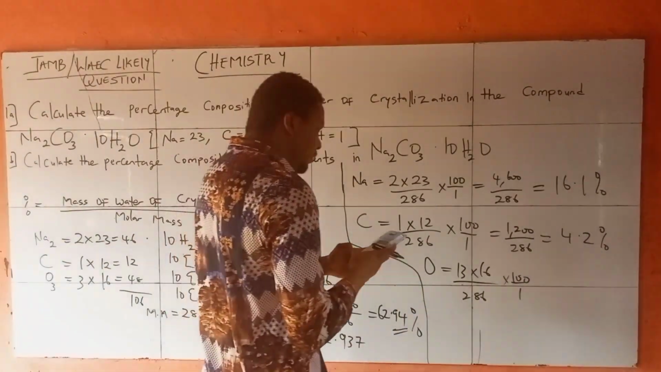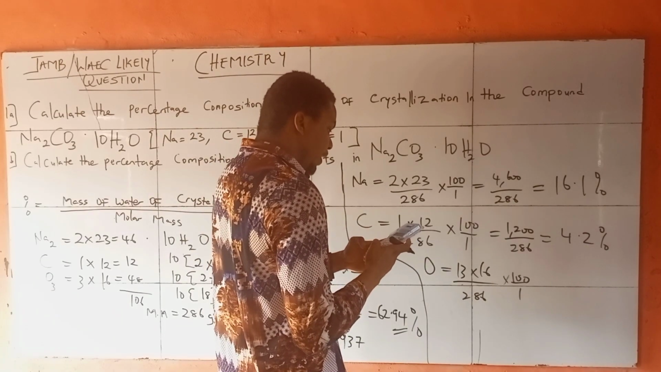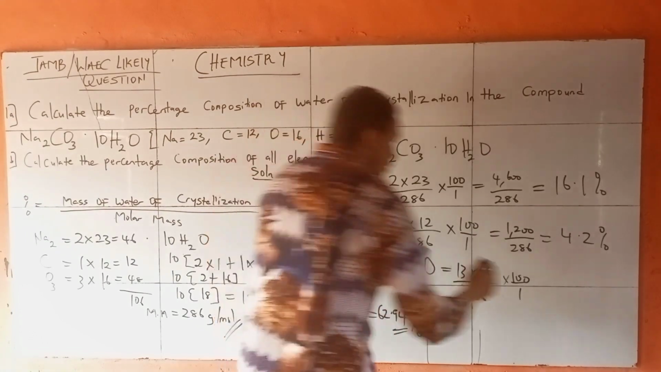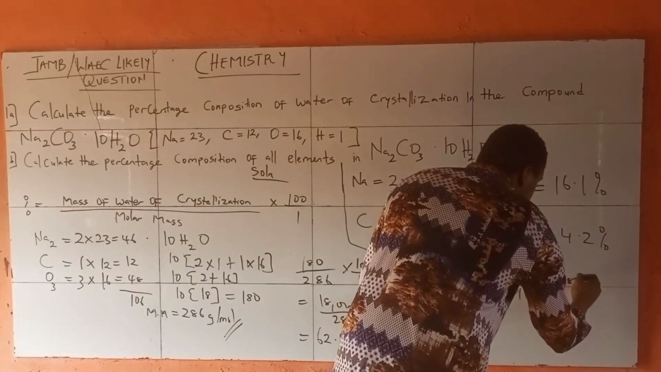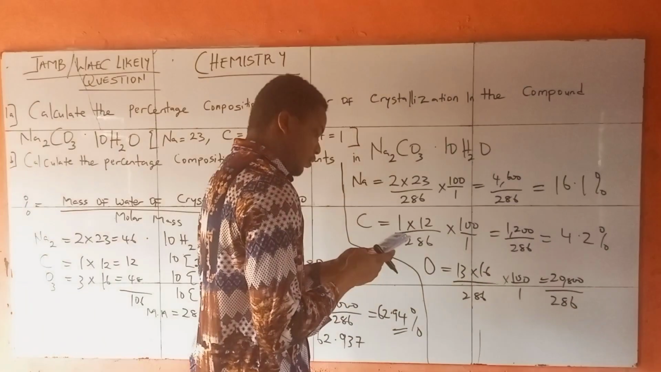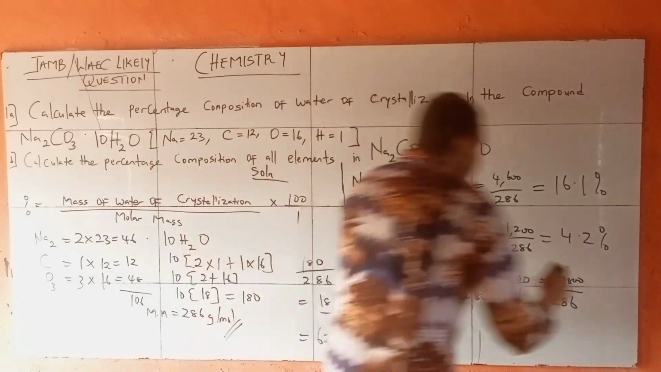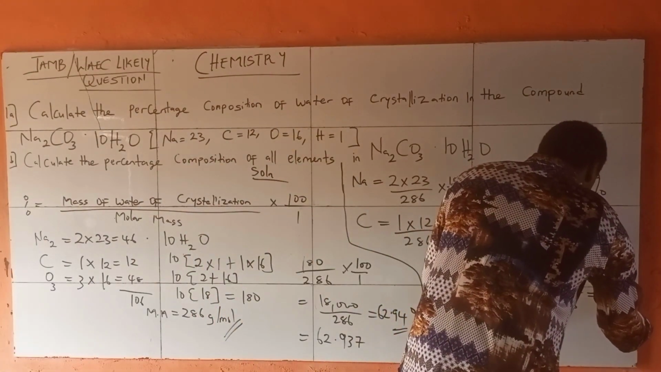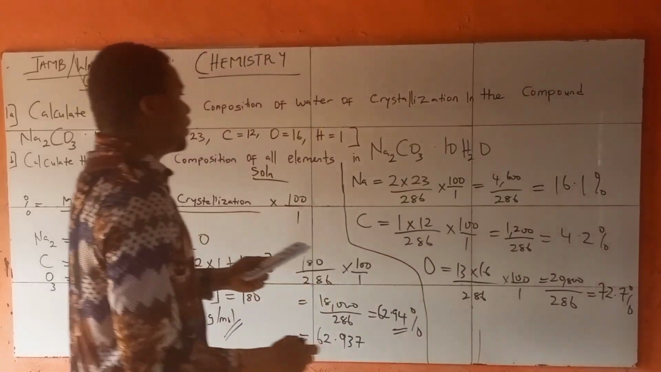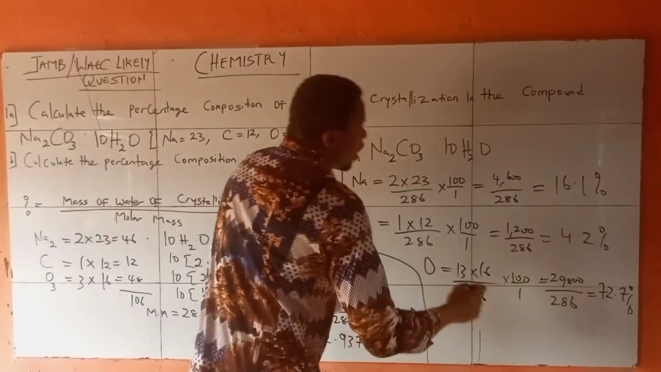If we do that, 13 times 16 is equal to what? 208. 208 times 100, that's equal to what? 20,800 over 286, divided by 286. This will give us what? 72.7%. 72.7%.